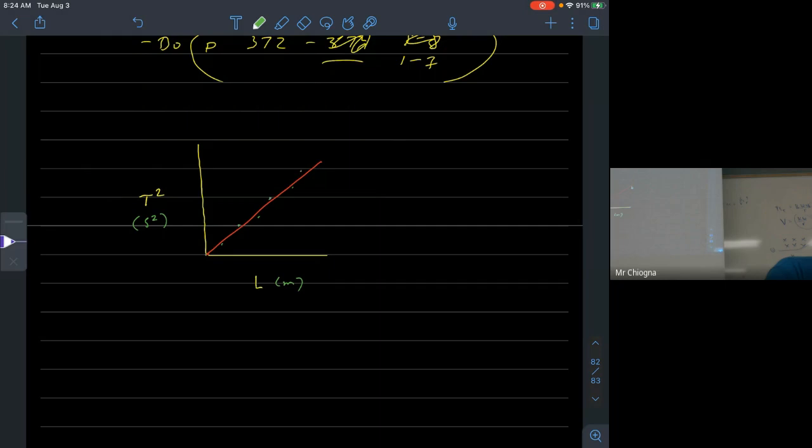It can be a very rough drawing sometimes. Not going to be very accurate. And then the title is T squared versus L. So it's this, that's called the dependent variable versus the independent variable.